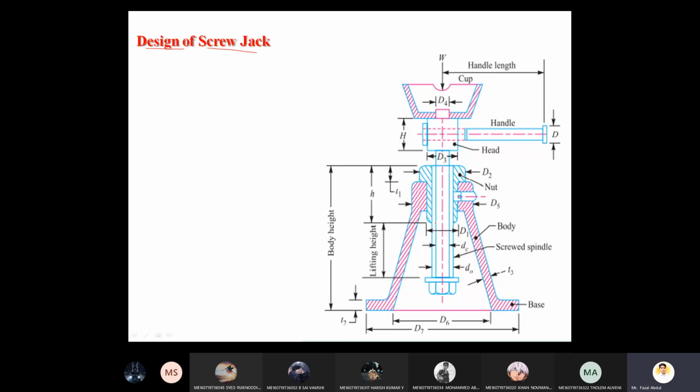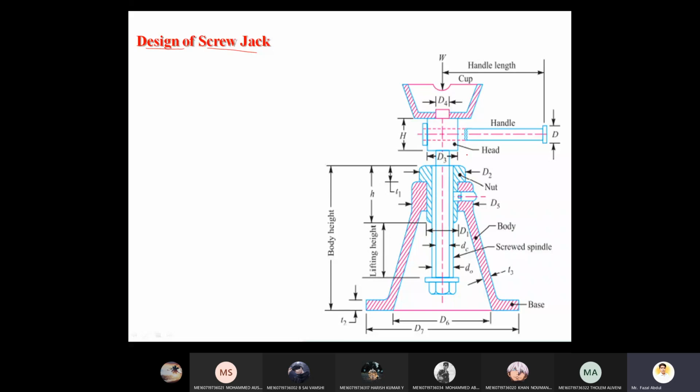Third, the head at the top of the screwed spindle for a handle. Here the pointer is moving; that is the head for the handle. And the cup at the top of the head. The cup is to sustain the load. And the body for the screw jack: this whole assembly is referred to as the body. So before designing, you need to remember what part is called what.